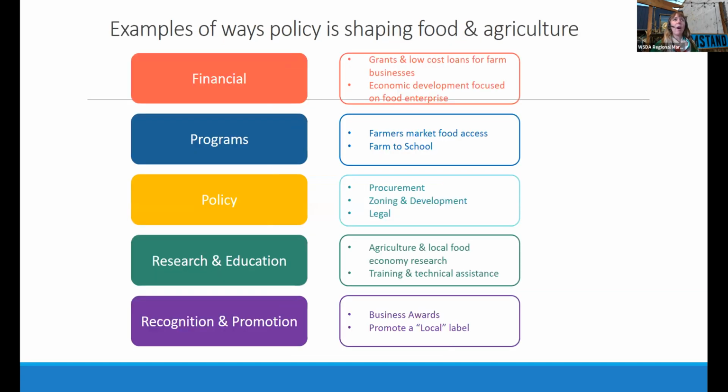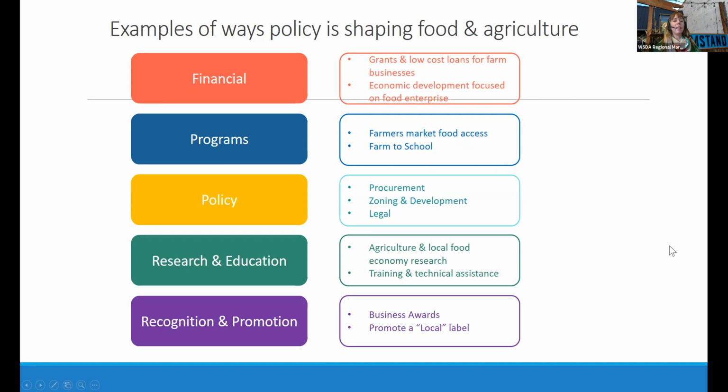So here are some examples of how these types of policies can shape food and agriculture. As we've seen throughout COVID, one of the really important relief responses was low-interest or forgivable loans, like the Paycheck Protection Program loan or Small Business Administration loans. So grants and low-cost loans for farm businesses can essentially be a de facto policy for the types of farms that have the opportunity to be successful, or the types of farm activities. Programs: I work with the Farm to School program.